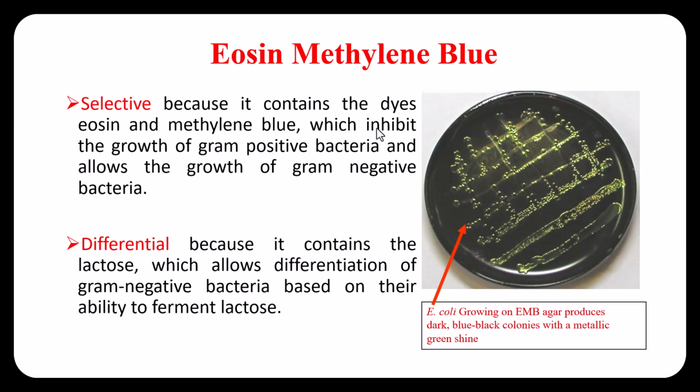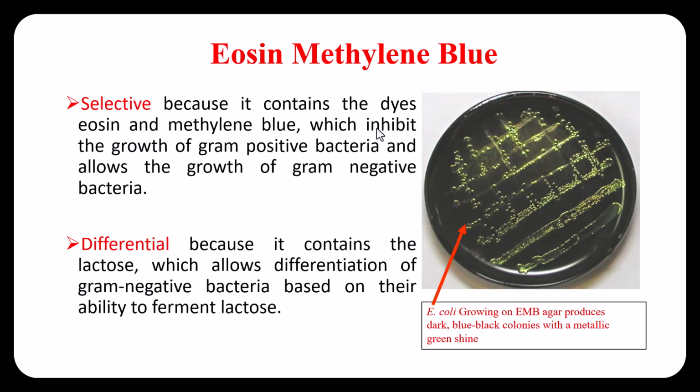E. coli, when grown on this type of media, leads to the fermentation of the lactose and produces a large amount of acidity. This large amount of acidity reacts with this dye and leads to the color change, which produces the dark blue-black colony with a metallic green shine.